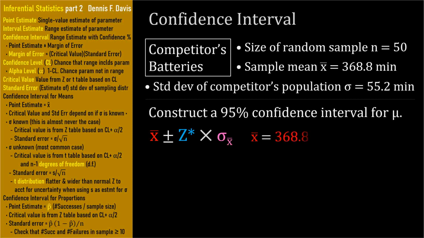X bar is 368.8 minutes. Sigma sub x bar is sigma divided by the square root of the sample size. 55.2 minutes divided by the square root of 50 equals 7.81 minutes. And you might remember that the critical z value for a 95% confidence level is 1.96.